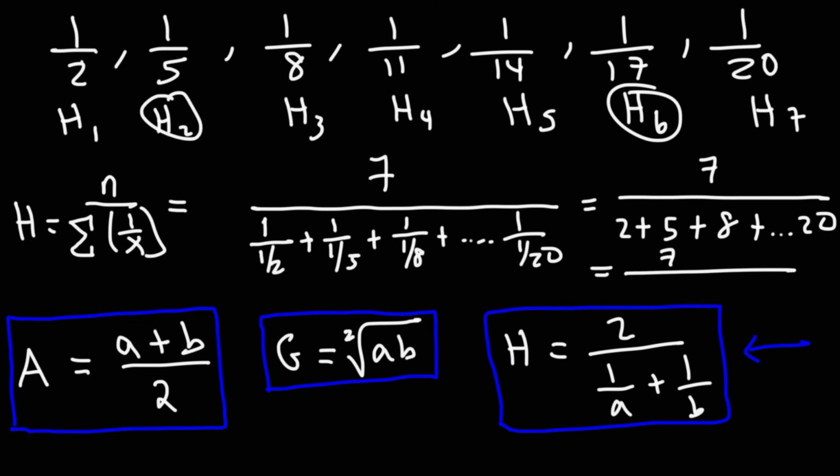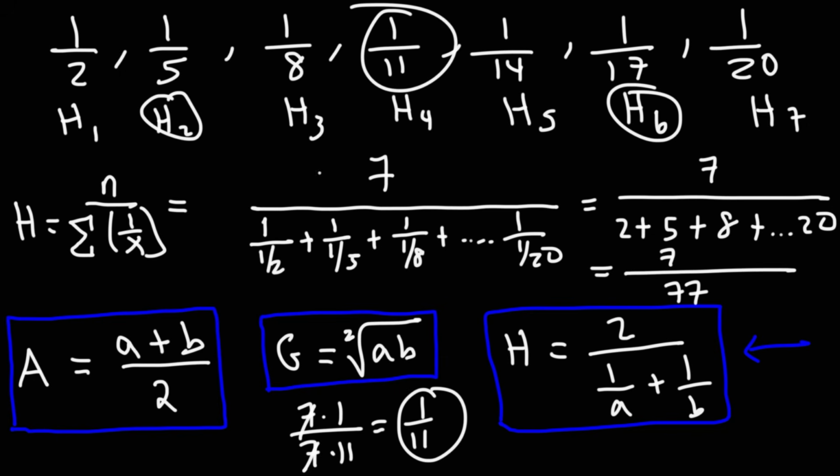So if we were to add these, 2 plus 5, which is 7, plus 8, that's 15. And then 15 plus 11 is 26. 26 plus 14 is 40. This is 60. This is going to be 77. And 7 is 7 times 1, 77 is 7 times 11. So this is going to reduce to 1 over 11, which gives us the middle term. So that's how you could use the harmonic mean formula to get the harmonic average.